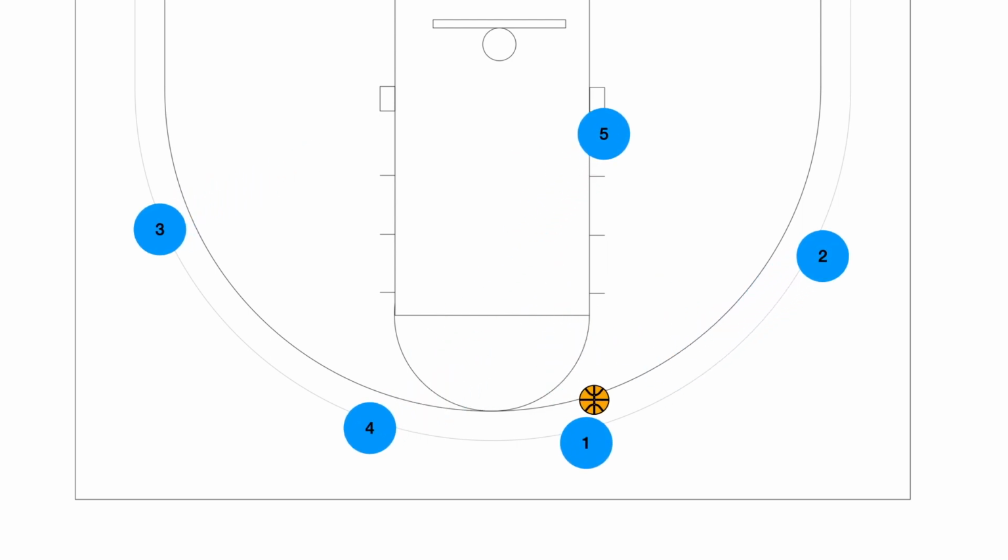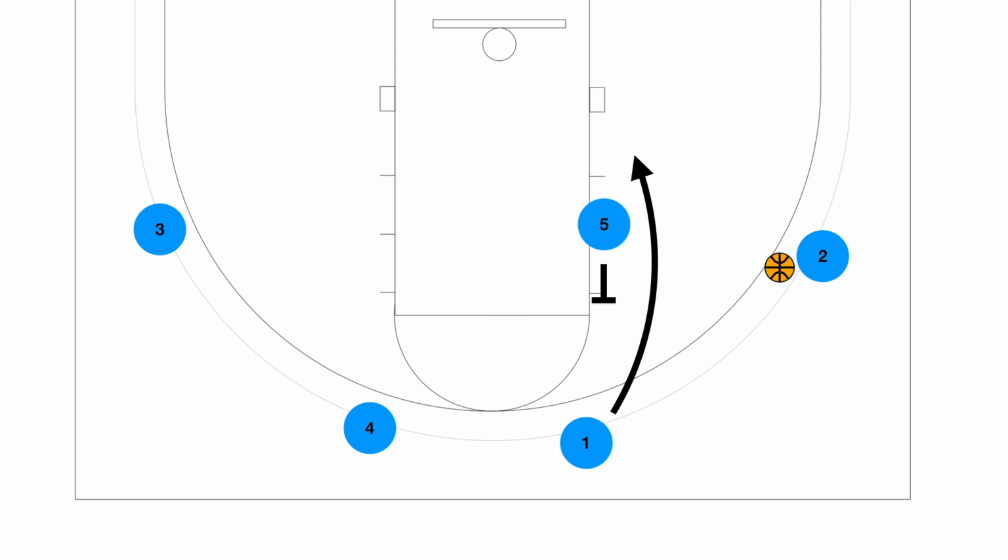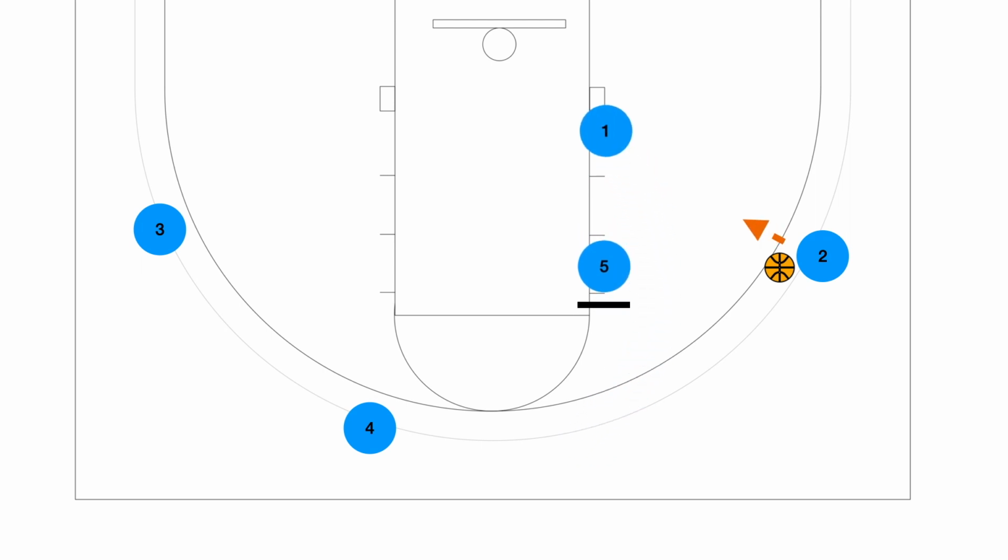When the ball goes to the wing, the player on the block will set a UCLA screen, and the slot player that made the pass will come off the screen. And the screener will replace at the slot.